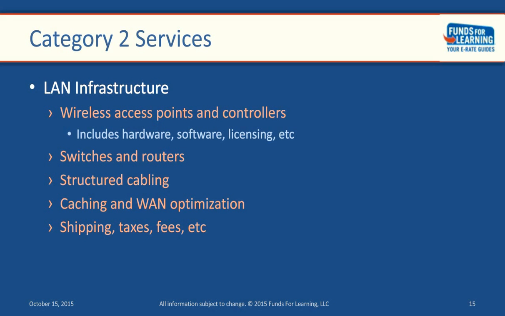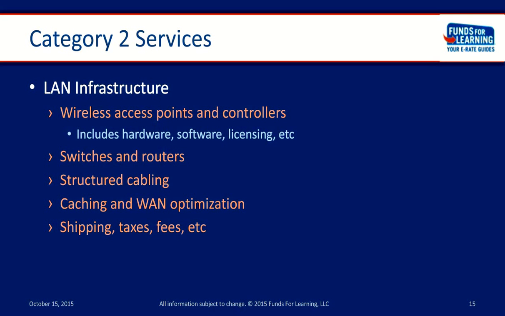So let's talk a little bit more detail about Category 2 services, the types of products and services that qualify for these Category 2 discounts. What Category 2 is funding is really the building blocks of your local area network infrastructure. So certainly this includes things like switching and routing, but also wireless network equipment. So all of the access points that you need and controllers, whether they're a hardware controller, a virtual appliance, or a cloud-based solution, access points and control are eligible for discounts in Category 2.